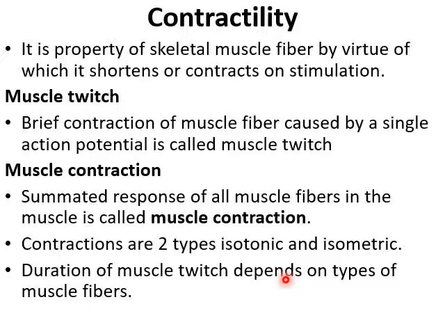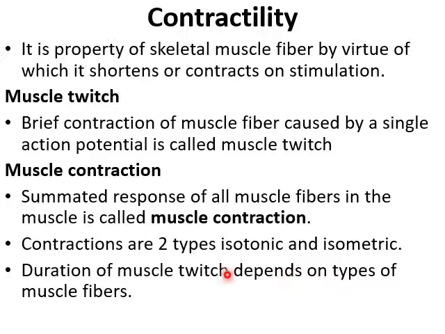What do you mean by isotonic contraction? The contraction in which there is a change in length with the tonicity maintained normal is called isotonic contraction. And the contraction in which the muscle length is maintained constant is called isometric contraction.